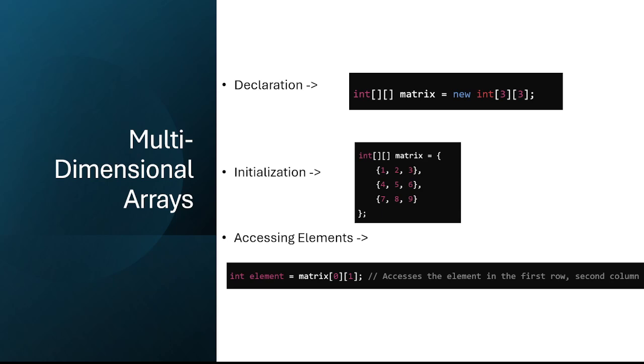In this example, you can see we're creating a matrix of 0s and 1s. So here we declare the matrix, and then we initialize the matrix by storing the values, and then we can access it by creating a variable and then saying exactly which element, in the first row and the second column.